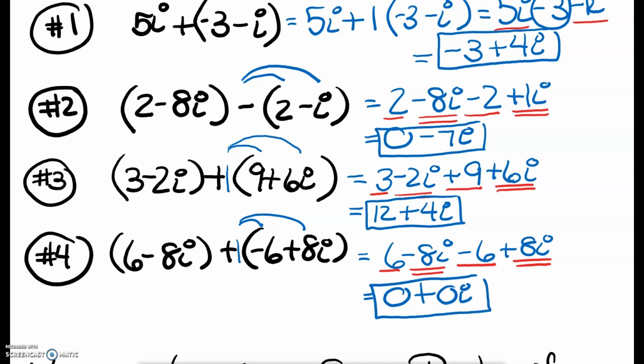And I want you to notice that I always answer every single one of these questions as a complex number with both a real and an imaginary part. Even if one of them is missing, I still write it as 0 or 0i.